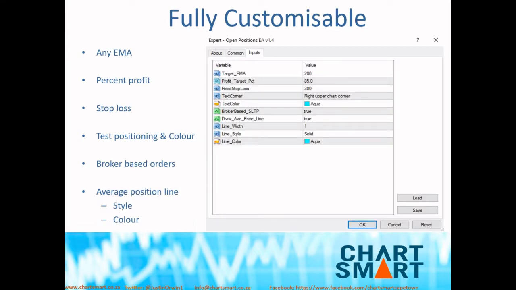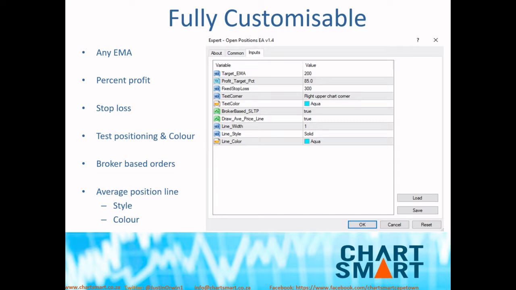Okay, so let's have a look at what the customizable sections are. So we're trading back to an EMA, so we can target any EMA. Whatever the setup you're trading back to, you simply enter an EMA value, and the trade manager will immediately start to trade back to that EMA value. Now we've seen that the trade manager calculates the potential profit target when you place your trade. What we really encourage is to take profit before your maximum profit target is reached.